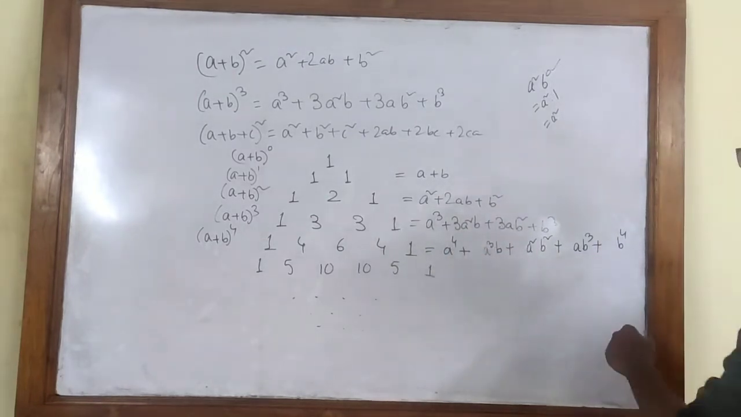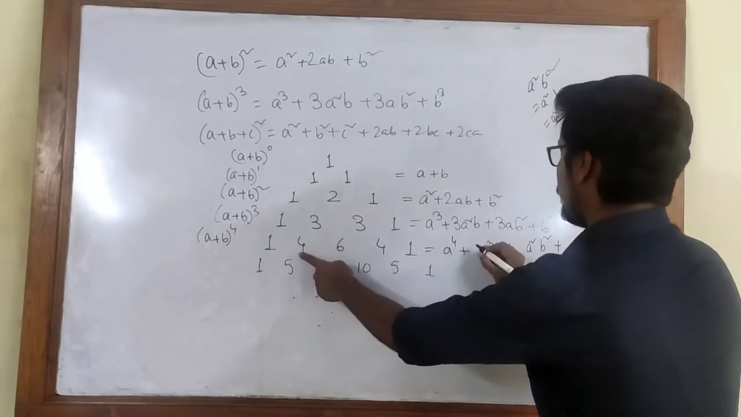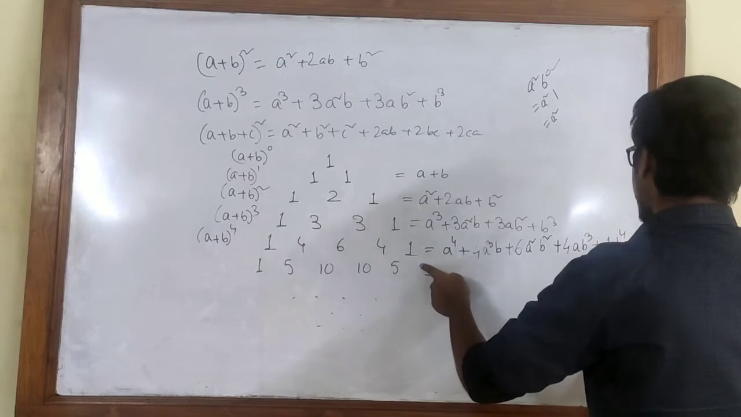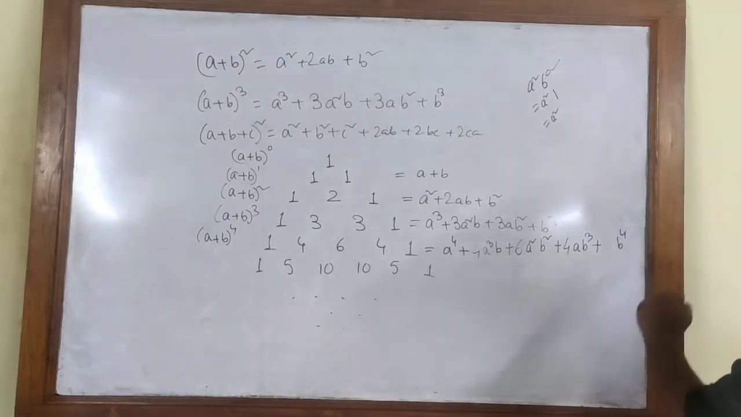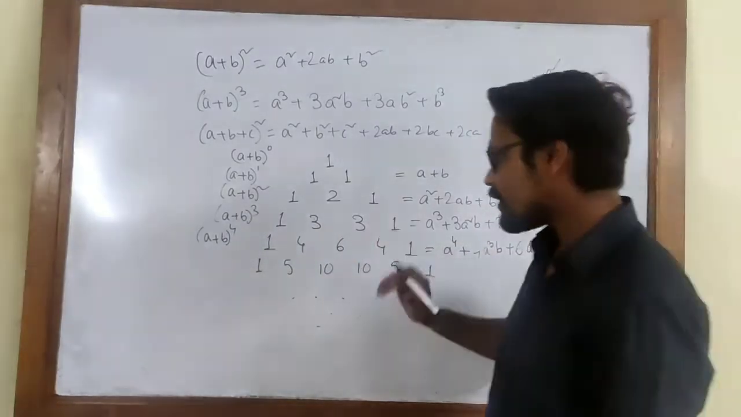Now what will be the coefficient? We can get the coefficient from this. First one will be 1, second one will be 4, this one will be 6, this one will be 4 and this one will be 1, which we will not write. Okay. This is the formula for a plus b whole to the power 4, and this is very easily found out by using the Pascal triangle.